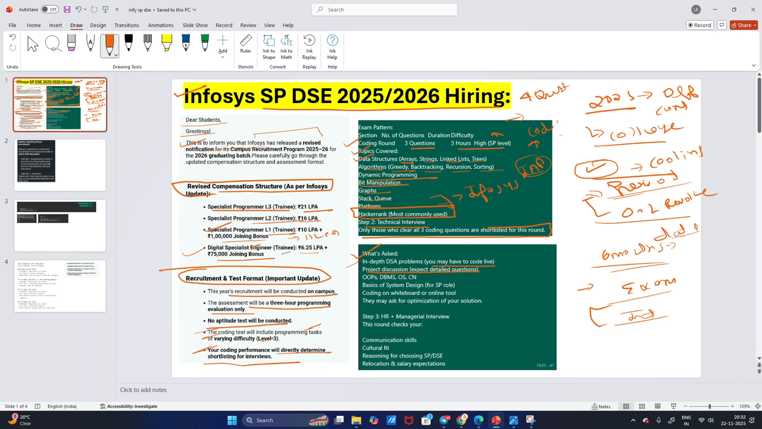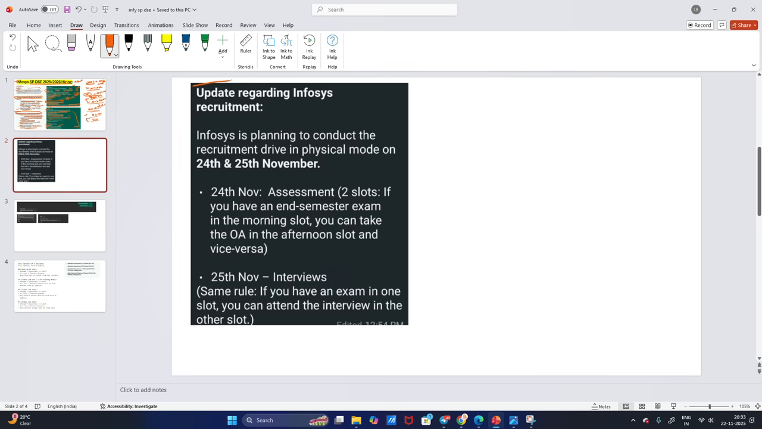Project discussion: expect detailed questions. This is related to the technical interview: OOPs, DBMS, OS, computer networks, basics of system design, coding on a whiteboard or online tool. They may ask for optimization of your solution. Then the HR plus managerial round, covering communication skills, cultural fit, reasons for choosing SPDSE, relocation and salary expectation. This was mentioned by candidates themselves, along with an update regarding Infosys recruitment.